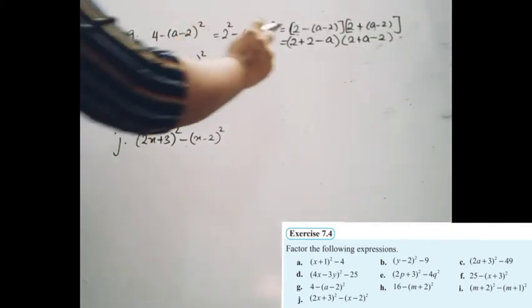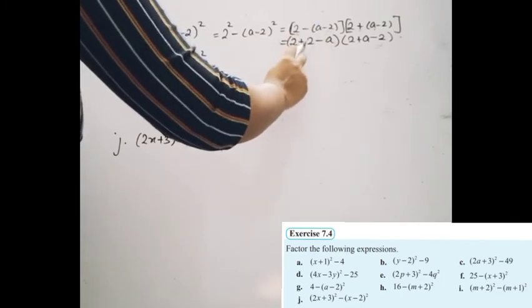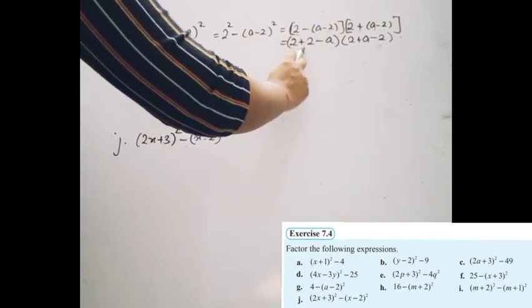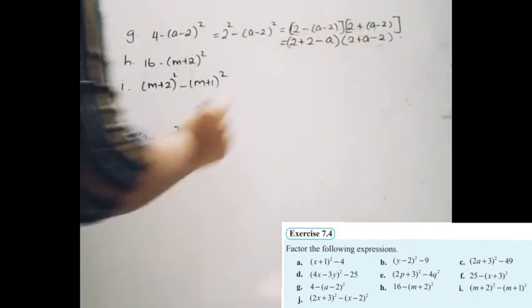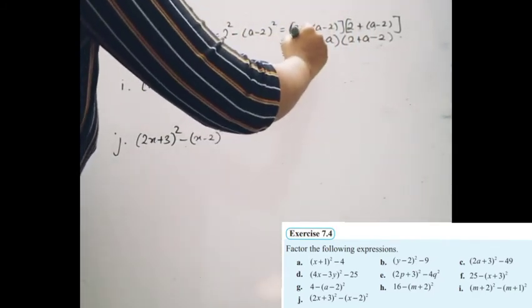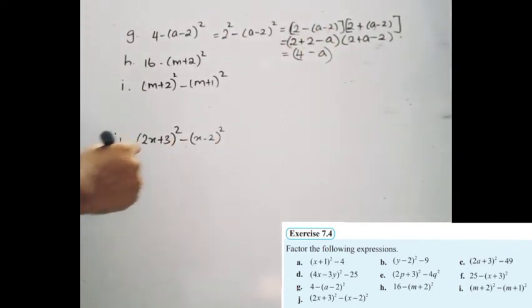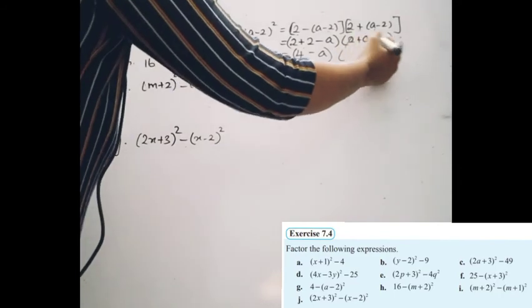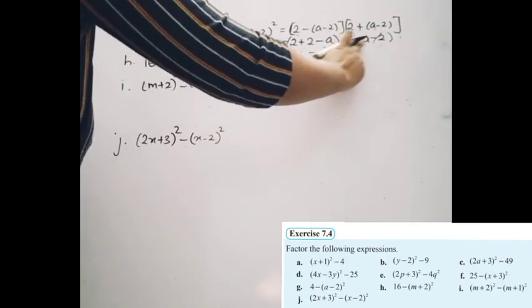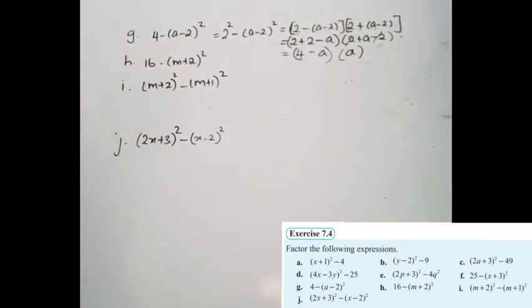Did you understand? 2 minus into plus minus a, minus into minus, here it has become positive 2, but here it is negative 2. So you can add these two numbers, which is 4 minus a. And the next one is 2 and 2 gets cancelled because it's positive and negative, so only a will be remaining. So you can simplify these expressions as well.